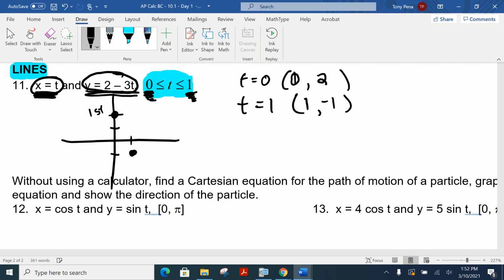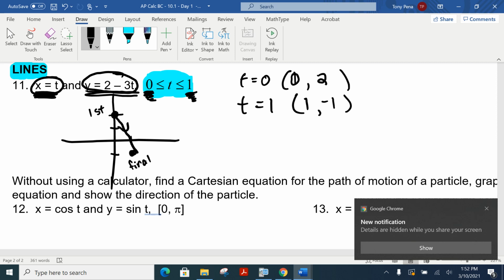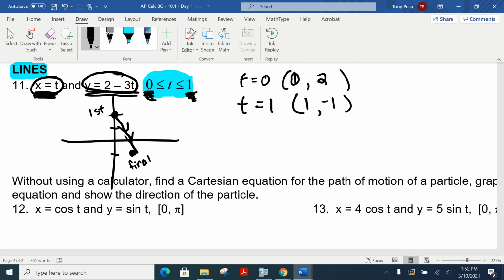This was our first point. This was our final point. So we went from here to here. I've been having you draw little arrows to indicate our direction. So that's our little line segment, and we would have gone from this point to this point. So that was the direction in which we were traveling. Okay. Yesterday, I had you use your calculator.